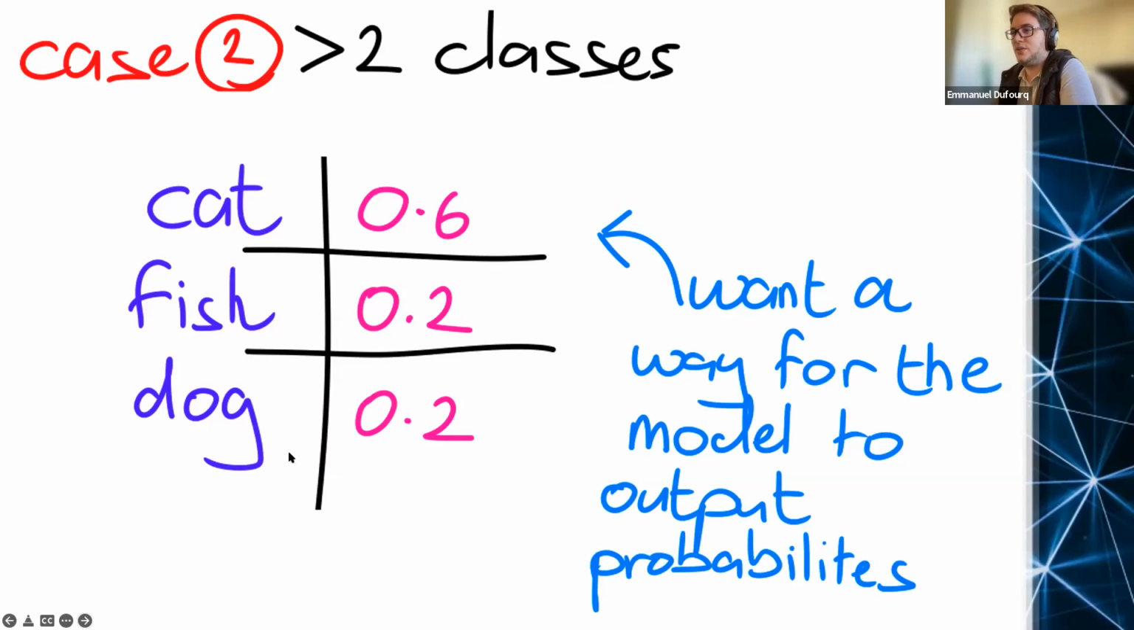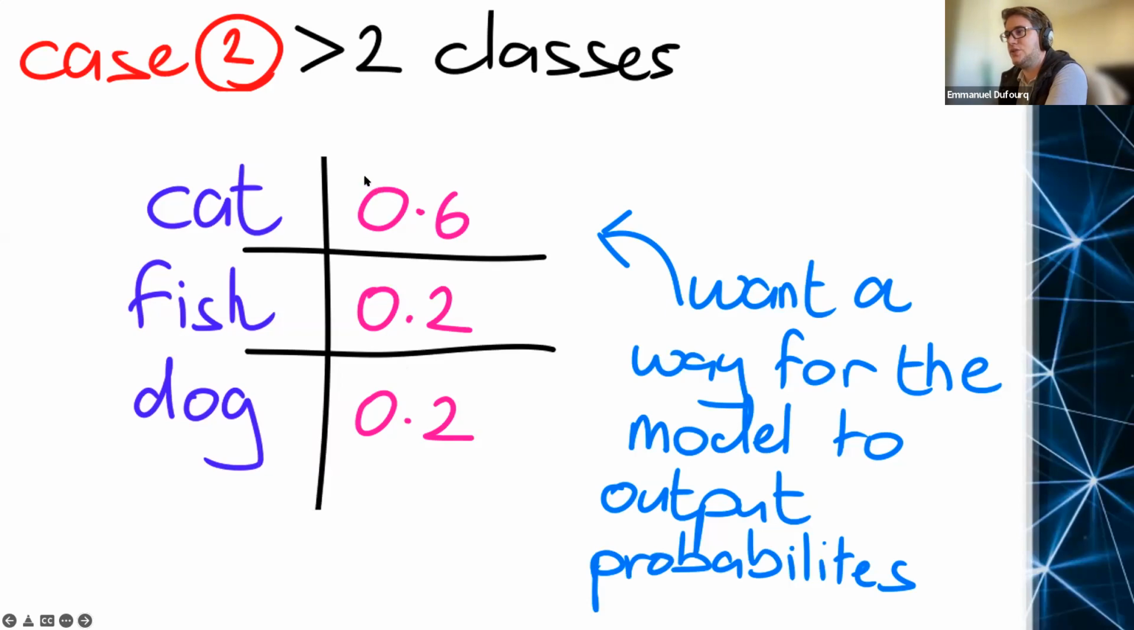So here is an example of the 3-class problem where the outputs are cat, fish, or dog. So let's say we input an image into the neural network. And what we would like is, let's say we input an image of a cat, for the network to have a high probability for a cat and low probabilities for the other 2 classes. So this is what we would like, for the network to be able to output probabilities based on the input it is receiving.